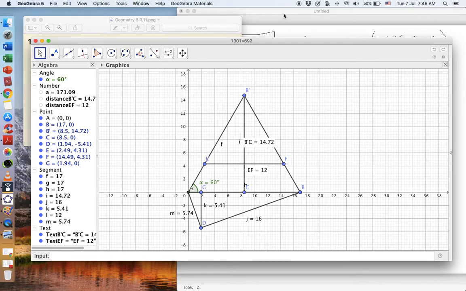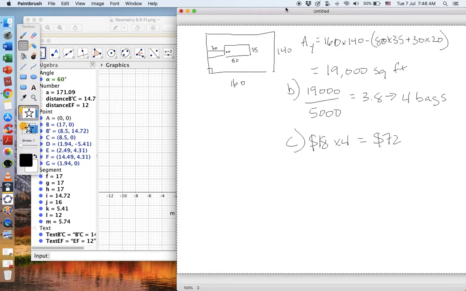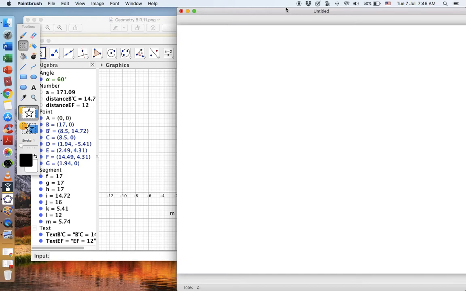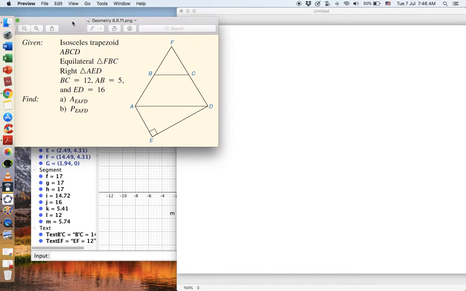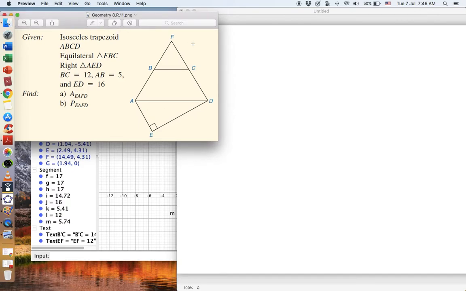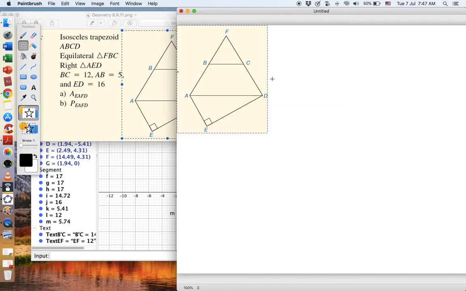So moving along, the next example took me even longer to graph on GeoGebra because there were more points and more particular angles. What we've got is a conventional geometry problem where we have some sort of shape and we need to find the areas within that shape. What we're looking for is the area of EAFD.